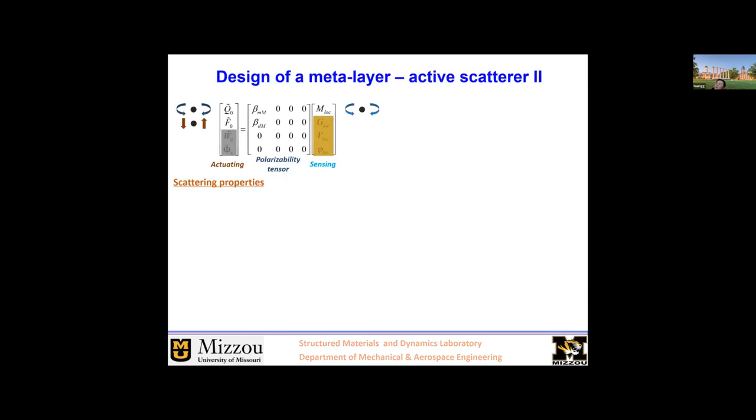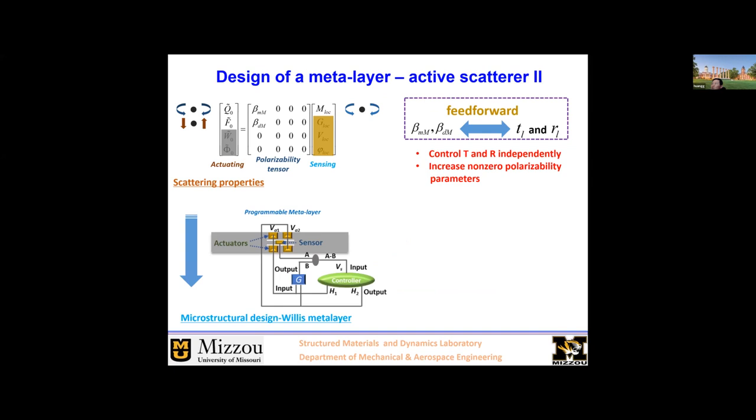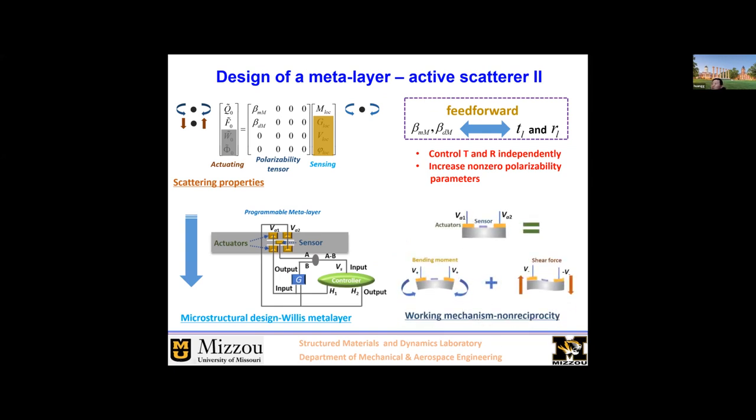In order to do this, we have to add a degree of freedom, right? So we go back and look again. If you want to control both the transmission and refraction, you have to add at least two additional degrees of freedom in this active controller. So we came up with a new design of this unit cell, okay?